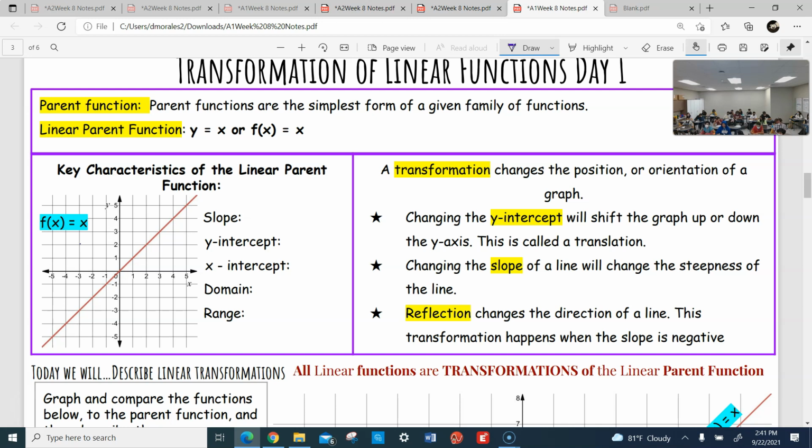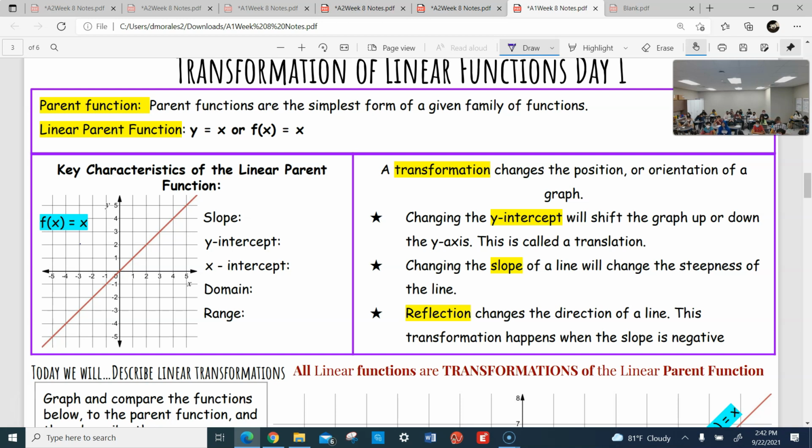Now you can add numbers, subtract numbers, multiply numbers, divide numbers to it, and get all kinds of different effects to the line. You can make it move left, right. You can make it move up and down. You can make it get more steep or more flat. You can do all kinds of things. You can even make it flip directions if you negate it.